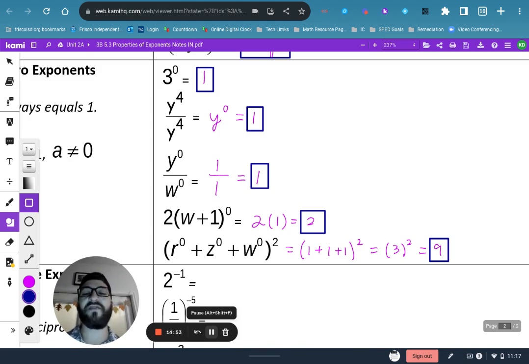Then last but not least, I have r to the 0 plus z to the 0 plus w to the 0, all squared. So those are not all being multiplied and raised to a power of 0. They're individually being taken to 0. So each of those individual terms would be 1, and then I can add 1 plus 1 plus 1, which would be 3. Then I still have that squared on the outside, so 3 squared is equal to 9. So don't just say, oh, there's a 0 power, the whole thing is 1. You do still have to pay attention to where those 0 powers fall, and if you might be adding or subtracting or still multiplying by something extra after you take the 0 power. Good thing to look out for.